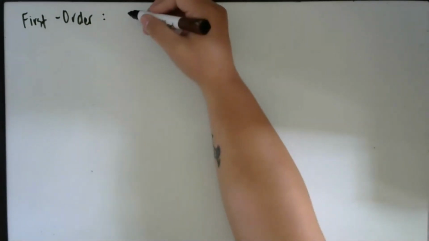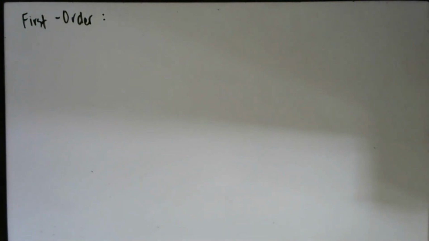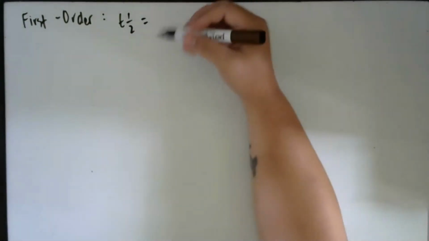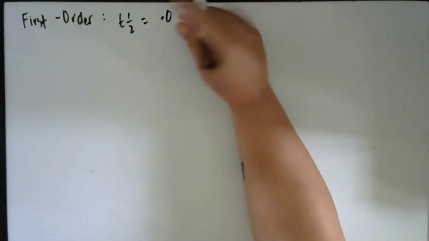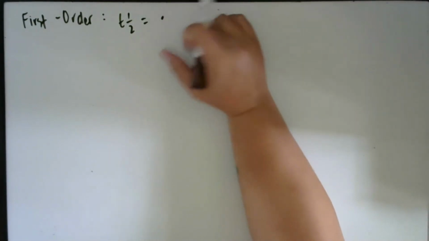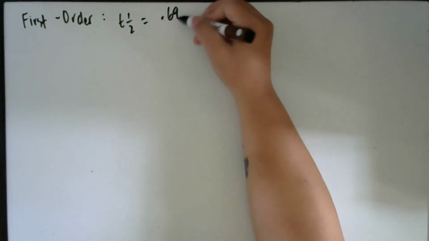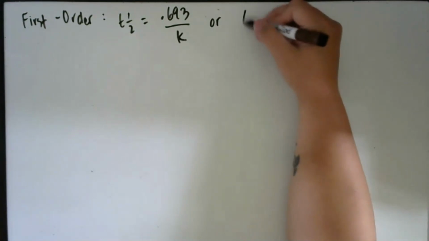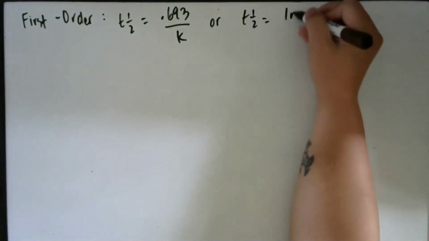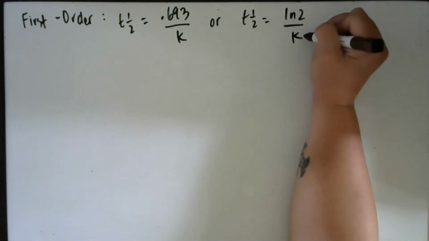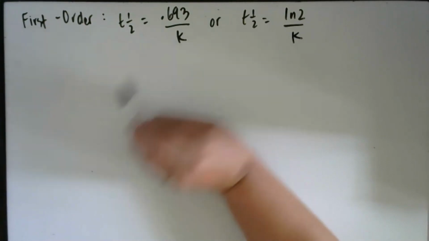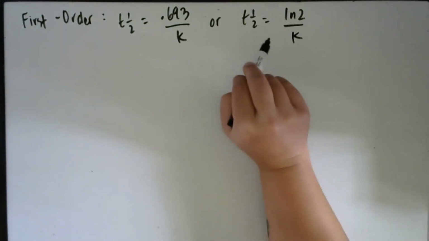But for first order, for us to find the half-life, you're going to notice that the only thing the half-life depends on in a first order reaction is the rate constant. So the formula for that is going to be 0.693 over K. Or another way to write that is that the half-life is equal to the ln of 2 over K. But the ln of 2 is 0.693. That's why we end up writing it like this. Either way is acceptable though.